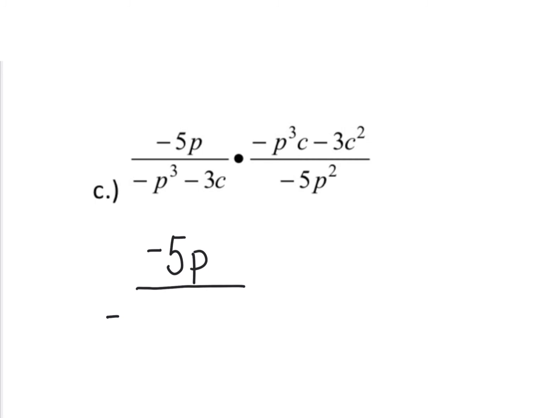By the way, that first numerator didn't factor. If you're working ahead, negative 5p, nope, doesn't factor. But the bottom, remember when you have that negative leading coefficient? You gotta pull the negative out. And then that's all that one has in common. So that's just gonna be p cubed plus 3c. And then I'll go ahead and factor this guy up here.